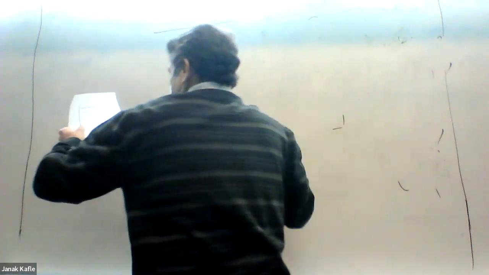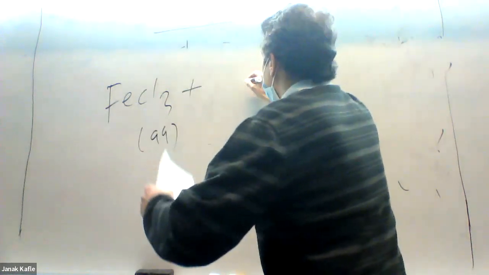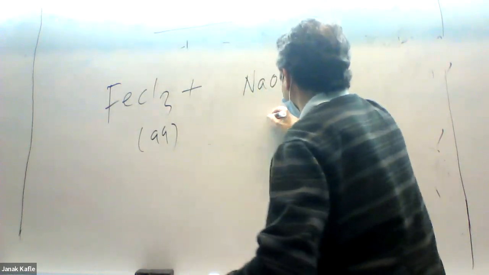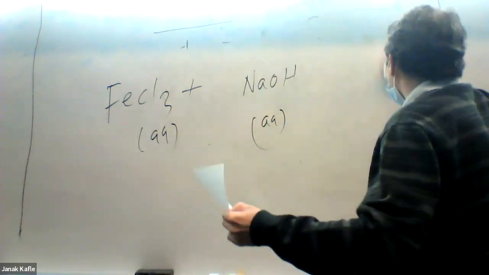So I'm going to write this one, FeCl3. I dissolve this in water, (aq), and then I react that with sodium hydroxide. This is also dissolved in water, (aq). So what happens? Let's do the reaction.